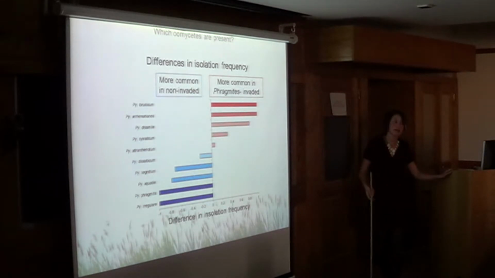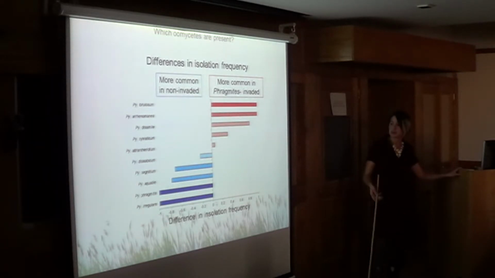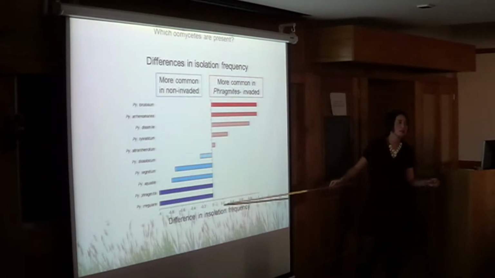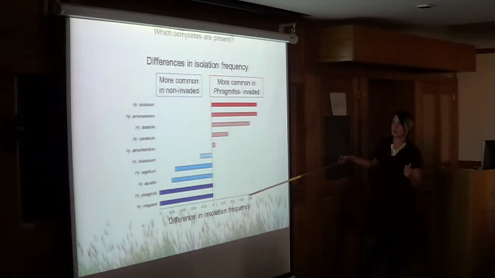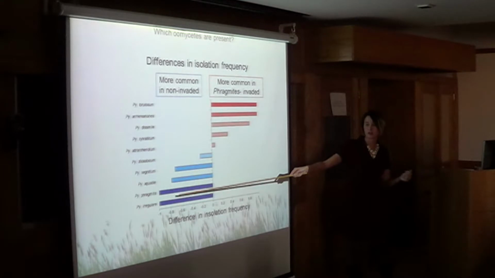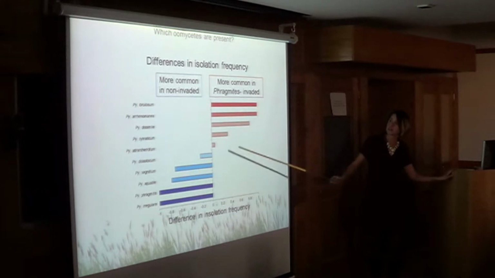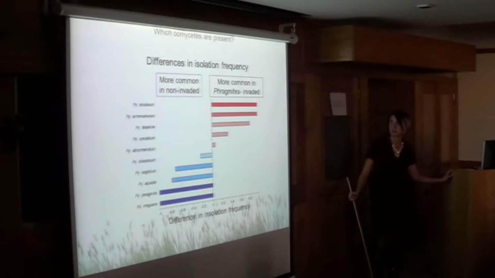So if you compare how frequently these species were isolated from Phragmites invaded and non-invaded soils, you do see some differences. This is the difference in isolation frequency right here. So a 0 would mean that there is no difference in how frequently they were isolated from the 2 soils. These are more common in non-invaded, and these are more common in the Phragmites invaded soils. So you can see that some species, Pythium irregulare, Pythium phragmitis, are more common in the non-invaded soils, while others, like Pythium torulosum and Pythium iranense, were more common in the invaded soils.